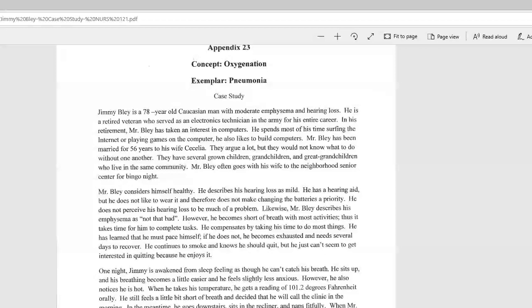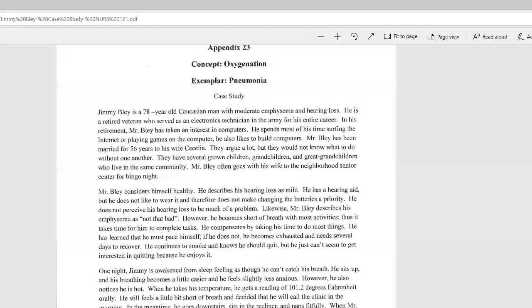Jimmy Bly is a 78-year-old Caucasian man with moderate emphysema and hearing loss. He is a retired veteran who served as an electronics technician in the Army for his entire career. In his retirement, Mr. Bly has taken an interest in computers. He spends most of his time surfing the internet or playing games on the computer. He also likes to build computers. Mr. Bly has been married for 56 years to his wife Cecilia. They argue a lot, but they would not know what to do without one another. They have several grown children, grandchildren, and great-grandchildren who live in the same community. Mr. Bly often goes with his wife to the neighborhood senior center for bingo night.